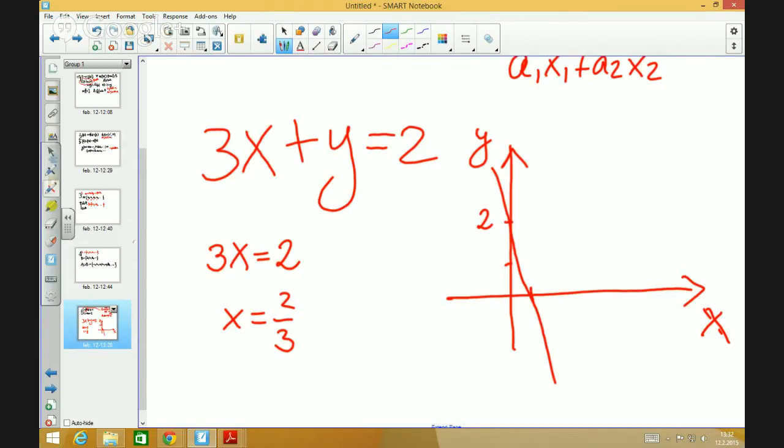Unfortunately, I'm not Michelangelo, so straight lines turn out to be not so straight when I draw them. But that's what this is. It's a collection of all the points on this line. They all satisfy this linear equation. So if somebody tells you how many solutions does this linear equation 3x plus y equals 2 have, your answer would be how many? Infinitely many. All the points on this line would satisfy the equation.